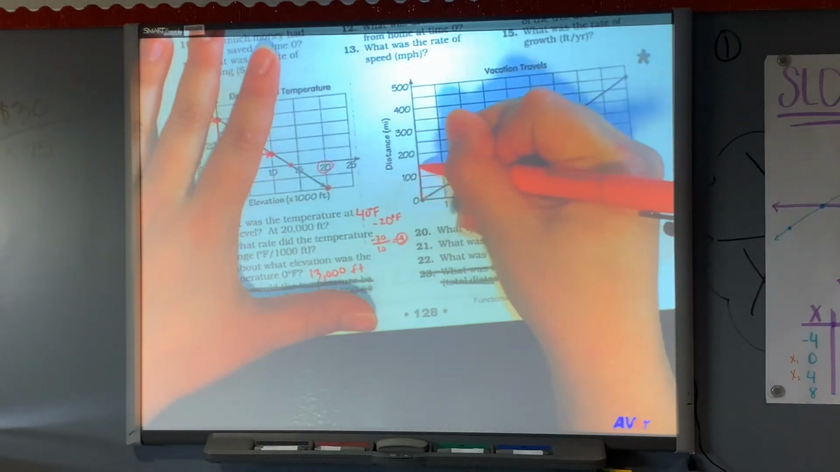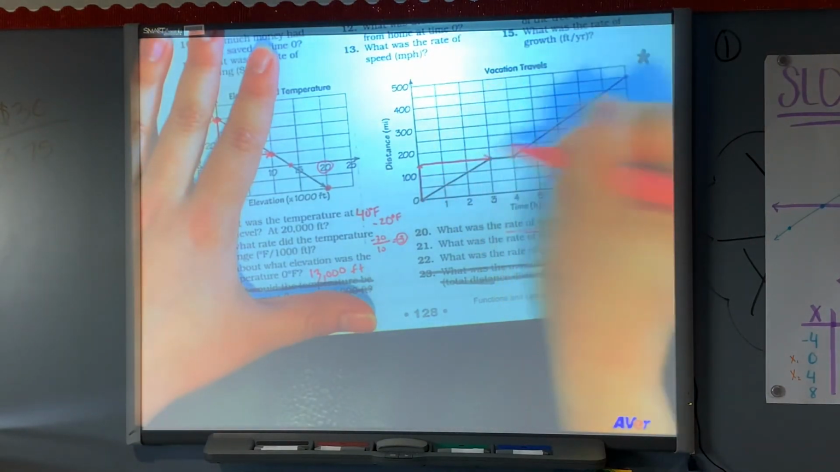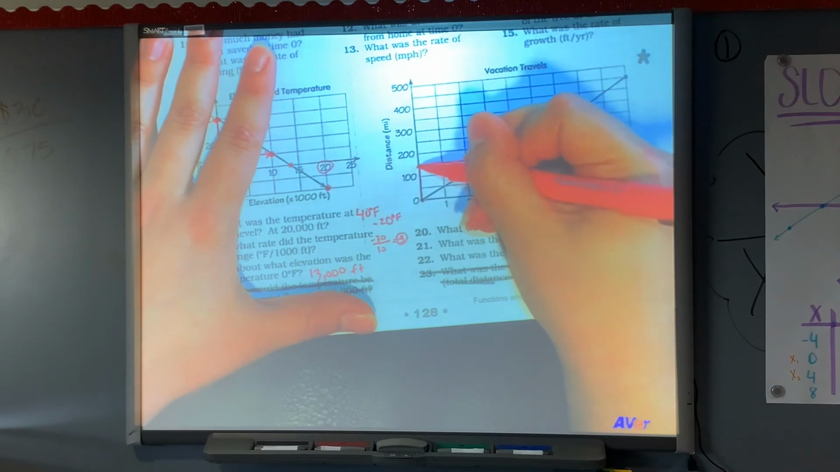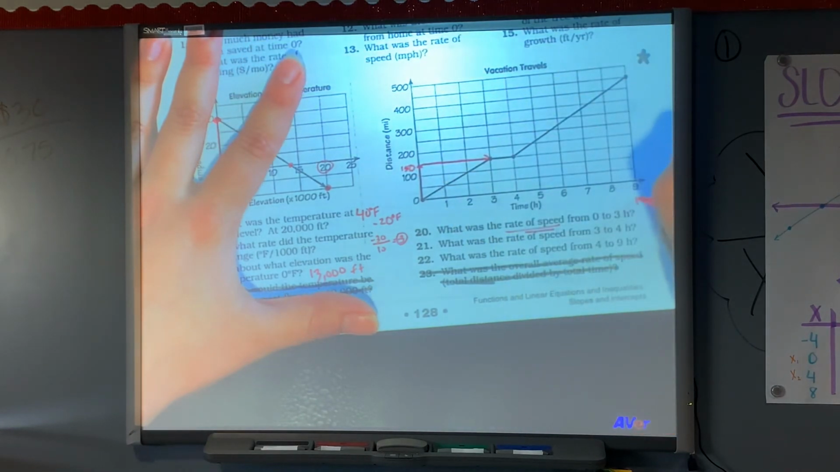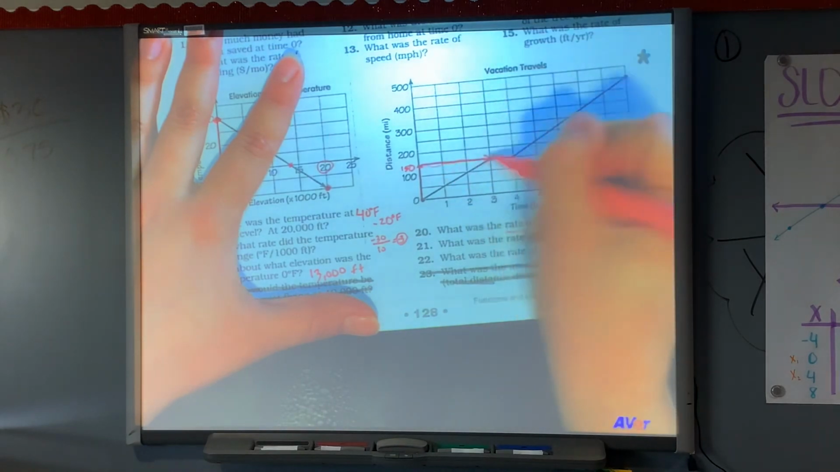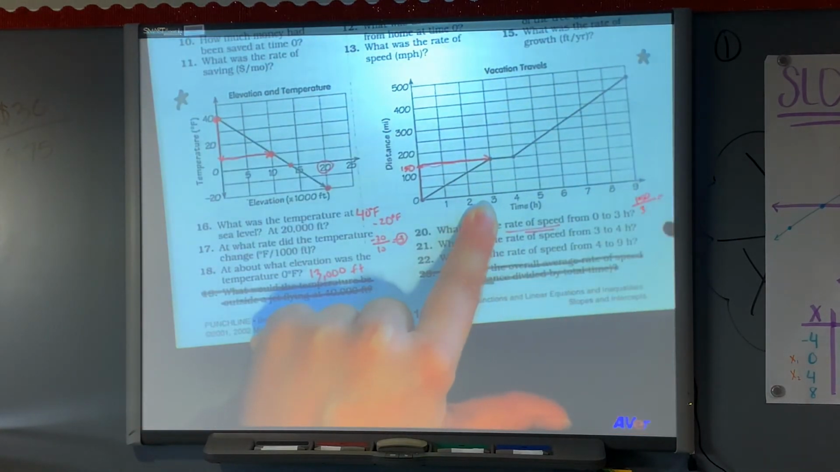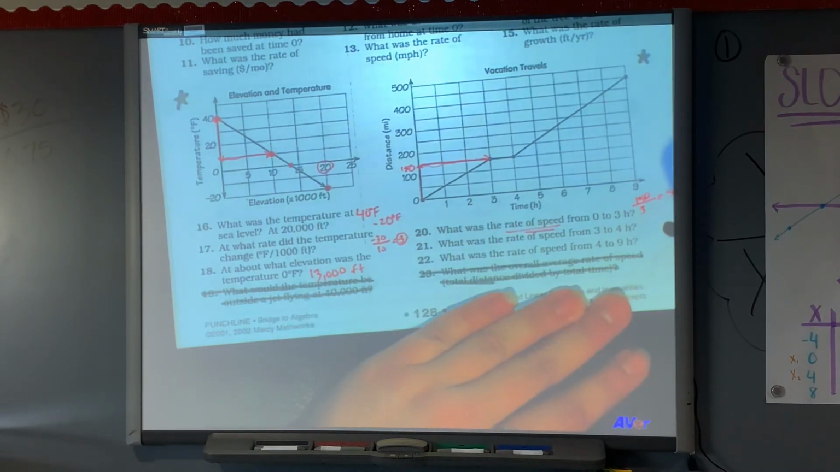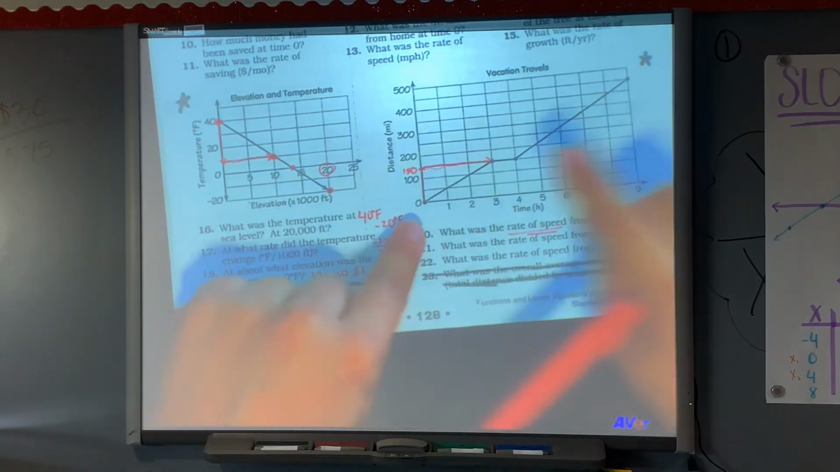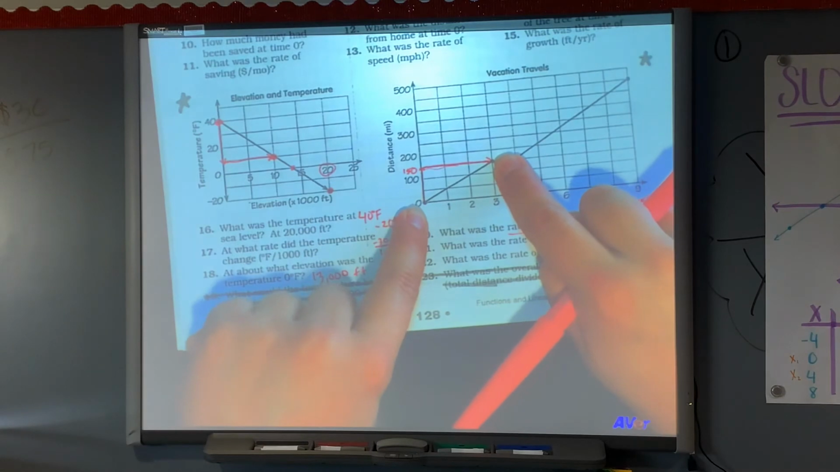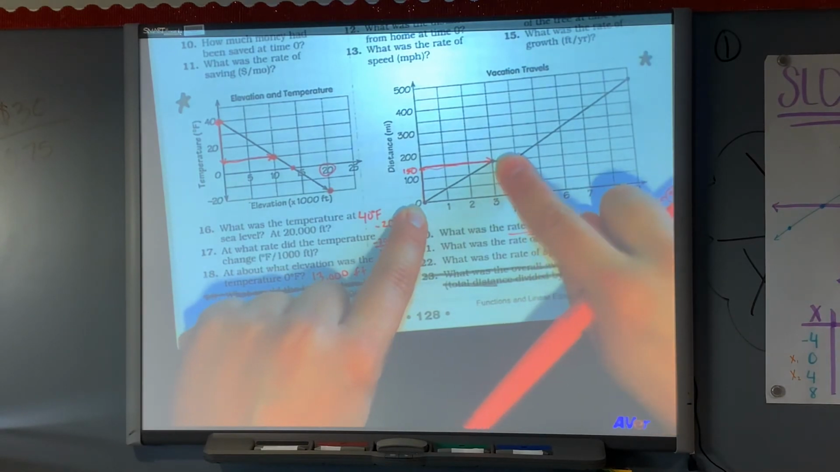We're still going to do rise over run. So I would do up 0 to, I think this should be 150. So my rise would be 150. My run would be 3. Remember, I'm calculating by the numbers that are on the axis. So 150 divided by 3 is 50. So from the first 3 hours, they went 50 miles per hour.